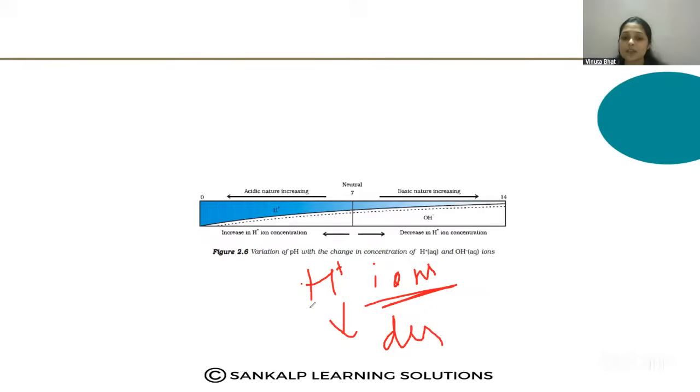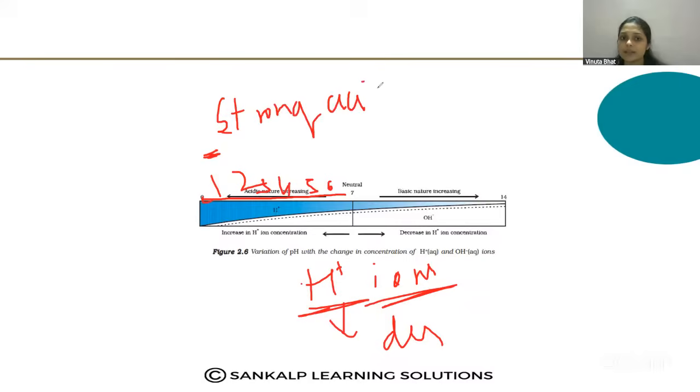ಈಗ H plus ions ಜಾಸ್ತಿ ಇದೆ ಅಂದ್ರೆ ನಂಬರ್ ಡಿಕ್ರೀಸ್ ಆಗತ್ತೆ from 7 to 0. So 6 ಇರ್ಬೋದು, 5, 4, 3, 2, 1. So 1 means that is having the more H plus ions. More H plus ions ಅಂದ್ರೆ so that is the strong acid. Okay, so ಹಾಗಾದ್ರೆ ಏನಾಯ್ತು, H plus ion concentration ಏನಾಗತ್ತೆ from 6 to 1, so that will increase. So increase ಆಗಿದೆ ಅಂದ್ರೆ so that is the strong acid.